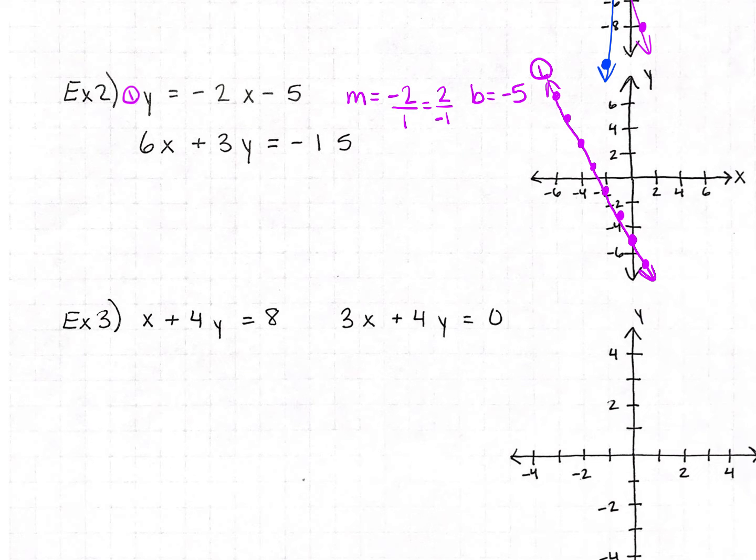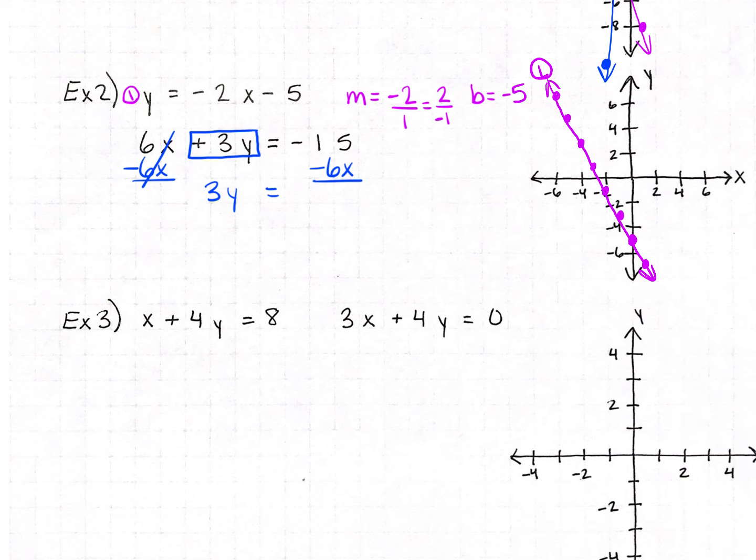Now notice the second equation. It is not in slope-intercept form. So I'm going to get it in that form by boxing in my y term. Get rid of 6x by subtracting 6x from both sides of this equation, which actually ends up moving 6x to the other side and changing its sign.